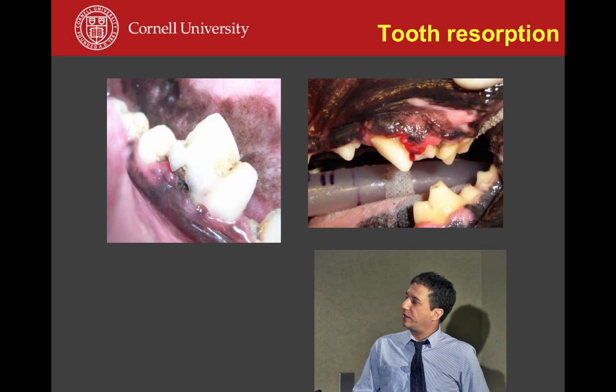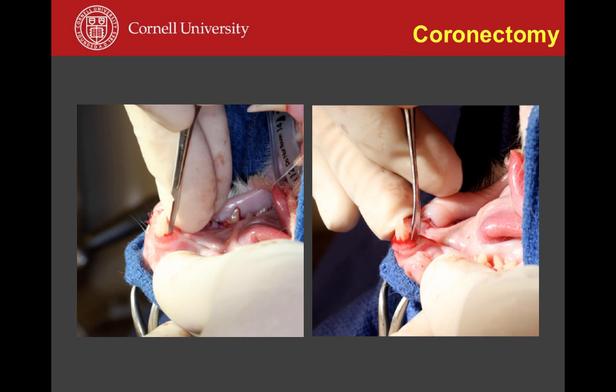Here are a couple of examples of a dog, just to demonstrate that it can happen in dogs as well, and it can present in a very similar manner. And the treatment is extraction of the tooth. Extraction can be very tricky because they're very brittle, fragile teeth. The ones that have a lot of resorption will break very easily. And they need to be extracted with care, with delicate technique.